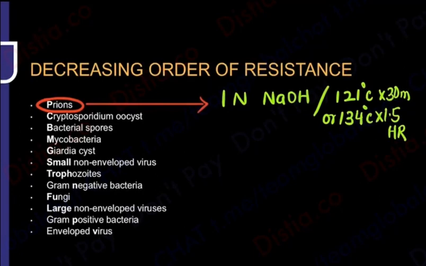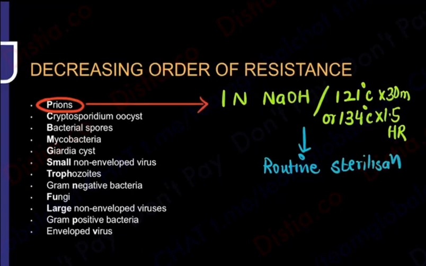So either you put it in one normal NaOH, then autoclave at 121 degrees centigrade for 30 minutes, or they are saying you directly autoclave at 134 degrees for 1.5 hours, and then after that you can carry out whatever routine sterilization you had thought of, you are going to go ahead with it. So there are a lot of protocols, and despite following all of these, sometimes they say it is very difficult to kill prions.